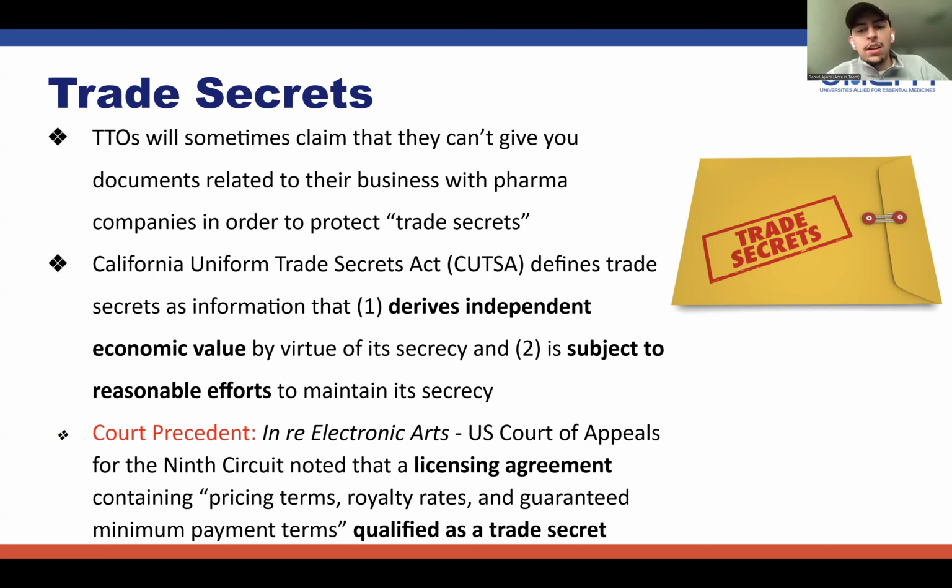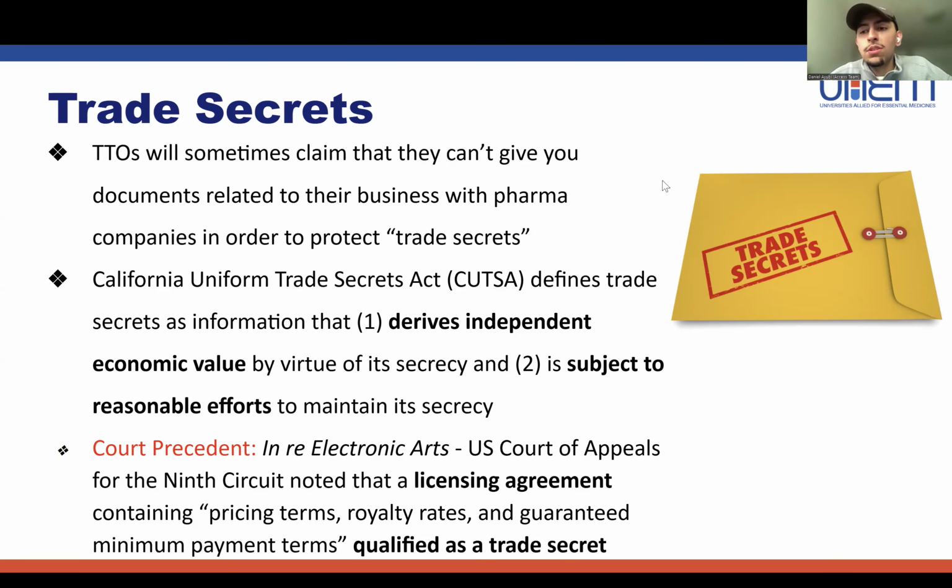The California Uniform Trade Secrets Act, or CUTSA, defines trade secrets as information that one, derives independent economic value by virtue of its secrecy, and two, is subject to reasonable efforts to maintain its secrecy. All that really means is that a trade secret is some sort of information that is more valuable because it's hidden, and there are a lot of efforts being made to keep it hidden. So it's not something that these companies or these agencies want to just reveal off of a request.